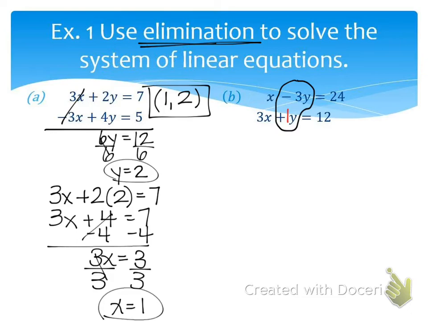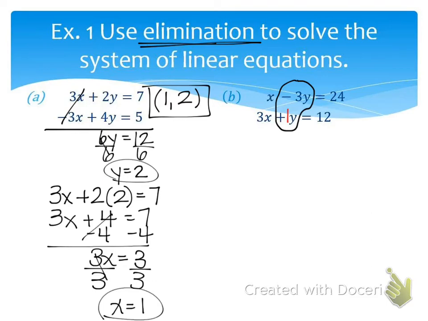Somebody raise your hand. 3. Okay, Travis, 3. Does everyone agree with that? Does 3 times something give me 3? 3 times what gives me 3? And 1 times what gives me 3? 3. So is 3 a common multiple of 3 and 1? Absolutely it is. All right.